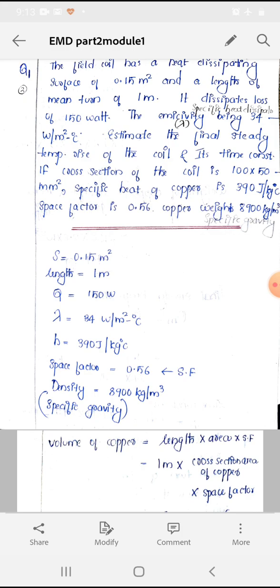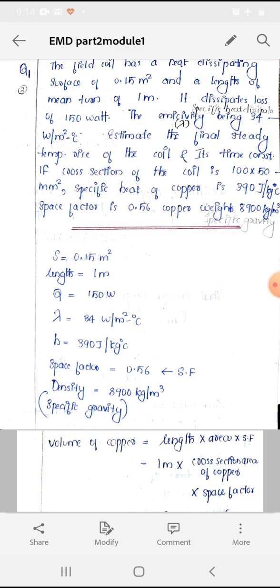The first problem is like this. The field coil has a heat dissipating surface of 0.15 meter square and a length of mean turn of 1 meter. It dissipates a loss of 150 watt, the emissivity being 34 watts per meter square degree Celsius. Estimate the final steady temperature rise of the coil and its time constant if the cross section of the coil is 100 into 50 millimeter square. Specific heat of copper is 390 joules per kilogram degree Celsius. Space factor is 0.56. Copper weight is 8900 kilogram per meter cube.